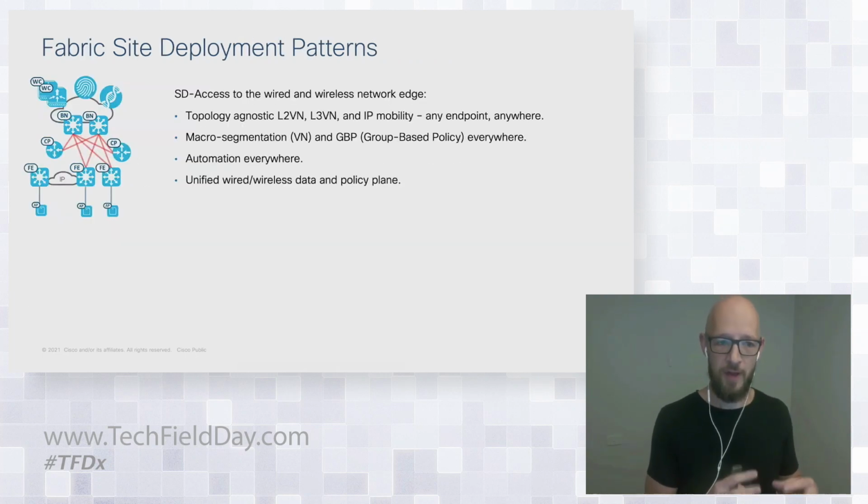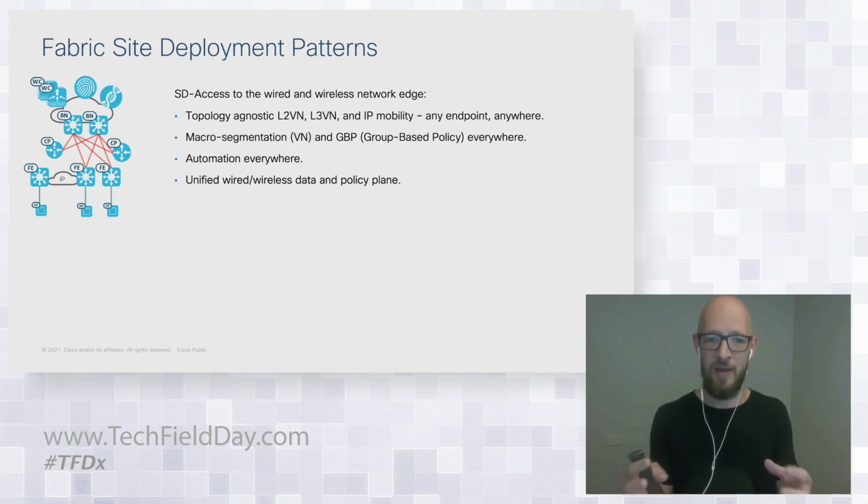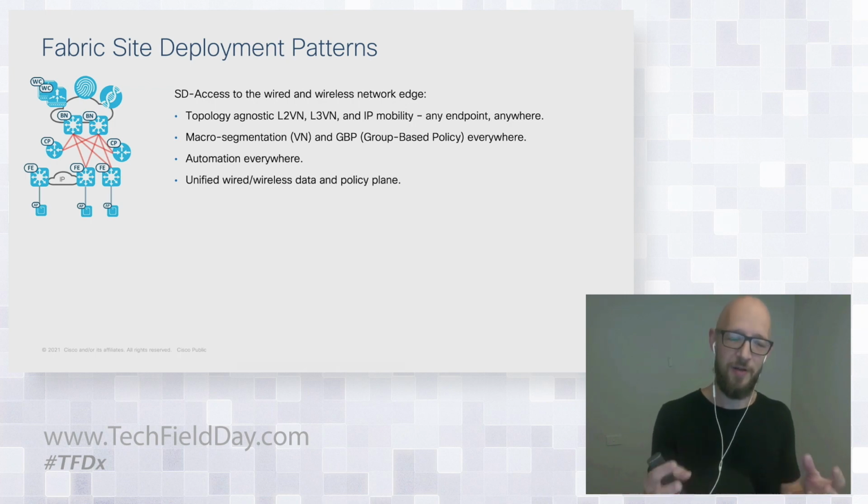Okay, so our gold standard fabric site deployment pattern would be SD-Access to the wired and wireless edge. This is something that we've been discussing with customers in the field for a few years now. So this is SD-Access right to the edge of the campus, which gives us a number of benefits like topology agnostic L2 and L3 VNs.